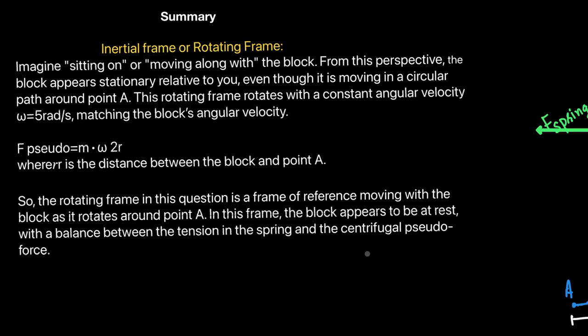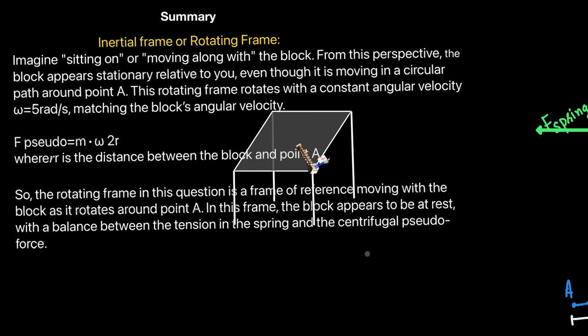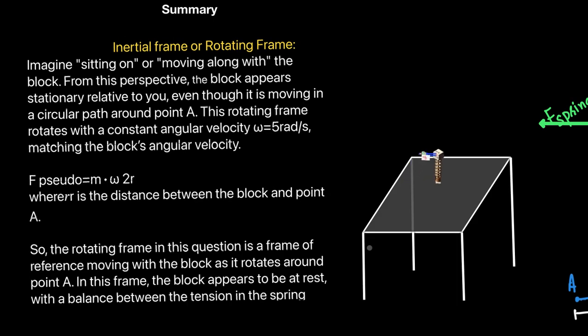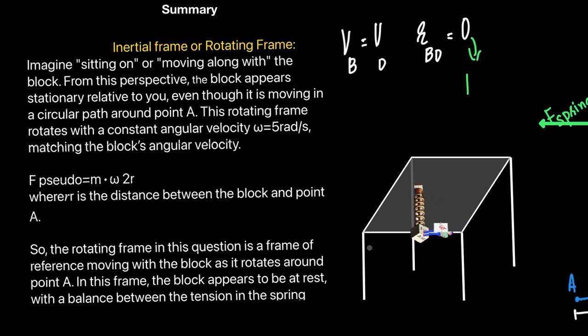So let us say this is the table here, and this object here is in circular motion. And what do we need to imagine? We need to imagine that we are sitting on the block, or we are trying to move along with the block. And from that perspective, the velocity of the block will be equal to the velocity of the observer, which means the relative velocity of the block with respect to the observer will be equal to 0. And it is in this case that we call the frame a rotating frame. Which also reminds me that this is not inertial, this is a non-inertial frame.